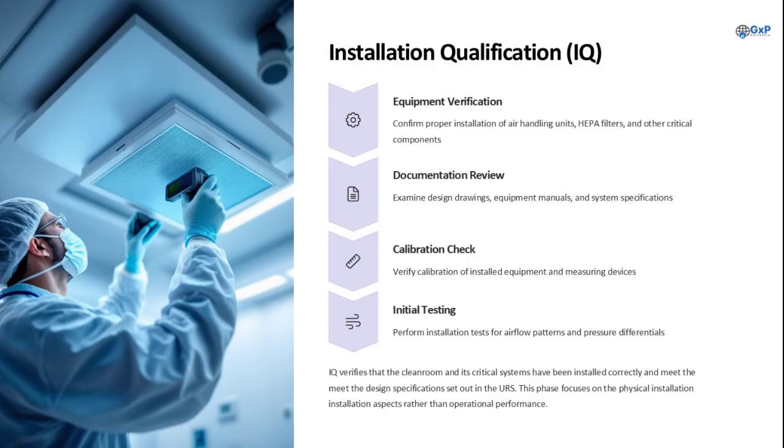Installation Qualification (IQ) verifies that the cleanroom and its critical systems have been installed correctly and meet the design specifications set out in the URS. This phase focuses on the physical installation aspects rather than operational performance. It includes equipment verification, documentation review, calibration checks, and initial testing to ensure everything is set up correctly.